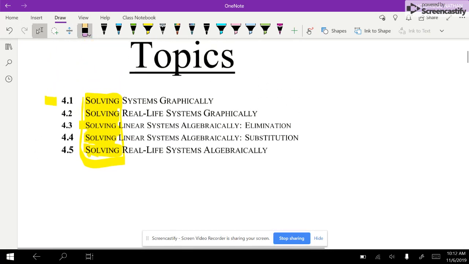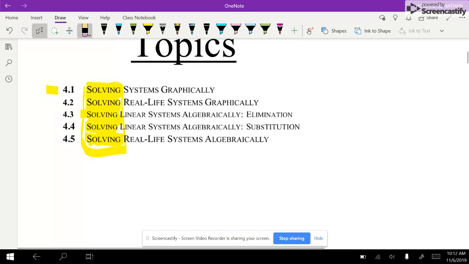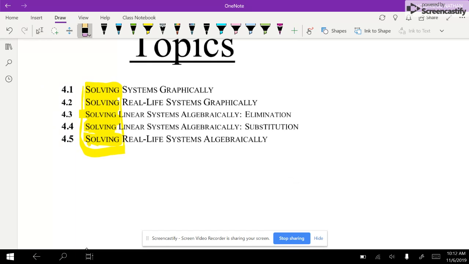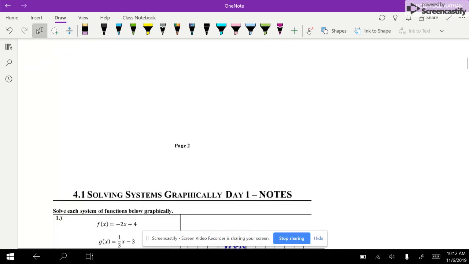You can see here that we've got 5 sections in this unit and they're all on solving systems of equations or inequalities. So we're going to start right in with our first method. You can see there's quite a few methods of solving. We can do elimination, substitution, algebraically, and so on. But our first one is going to be graphically. So we're only going to be looking at graphs.